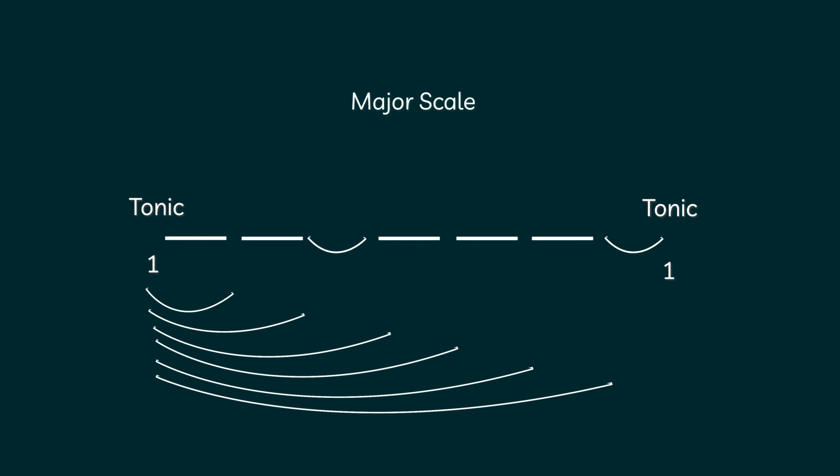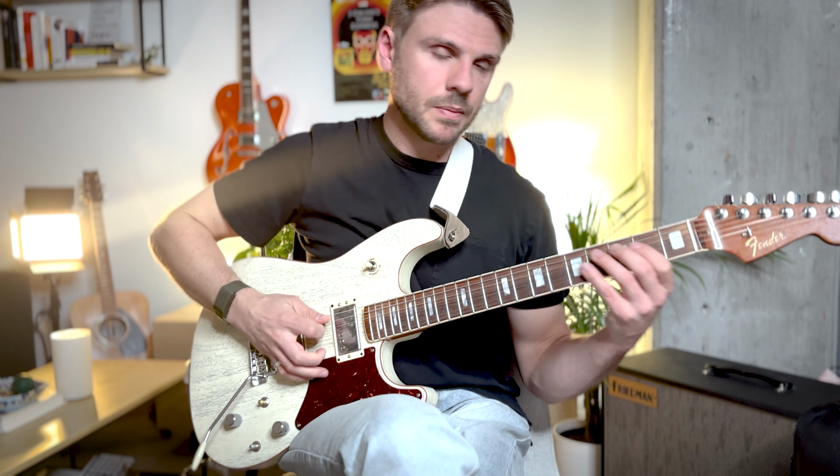So for example, a major scale is made of the tonic, which we call the one or unison, major second, major third, perfect fourth, perfect fifth, major sixth, and major seventh. Each of these intervals has a unique sound, and it's the combination of these sounds that makes the sound of a major scale.